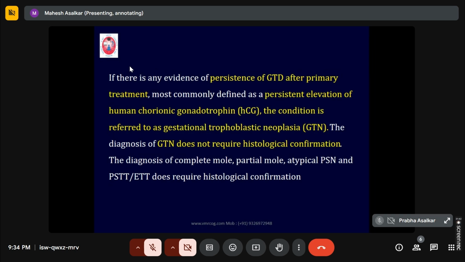Yes, sir. The diagnosis of GTN does not require histological confirmation, while GTD requires confirmation histologically. So these are the differences between GTD and GTN. GTN is only persistent elevation following a primary treatment of GTD, while GTD requires histological confirmation. The diagnosis of complete mole, partial mole, atypical PSN, PSTT, ETT does require histological confirmation, while GTN does not require histological confirmation.